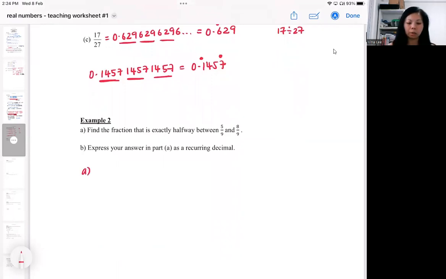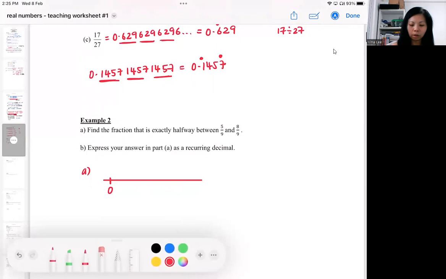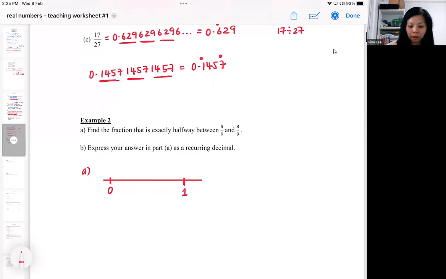In part A, your job is to find a fraction that is exactly halfway. So you can draw your number line. Still remember your number line, like 0 is here, then 1, 2. I want to represent 5/9 and 8/9. I'm just going to draw it bigger here. So where is my 5/9? Maybe 5/9 is somewhere here, and 8/9 is somewhere here. And I'm interested in the number in the middle of the two fractions.